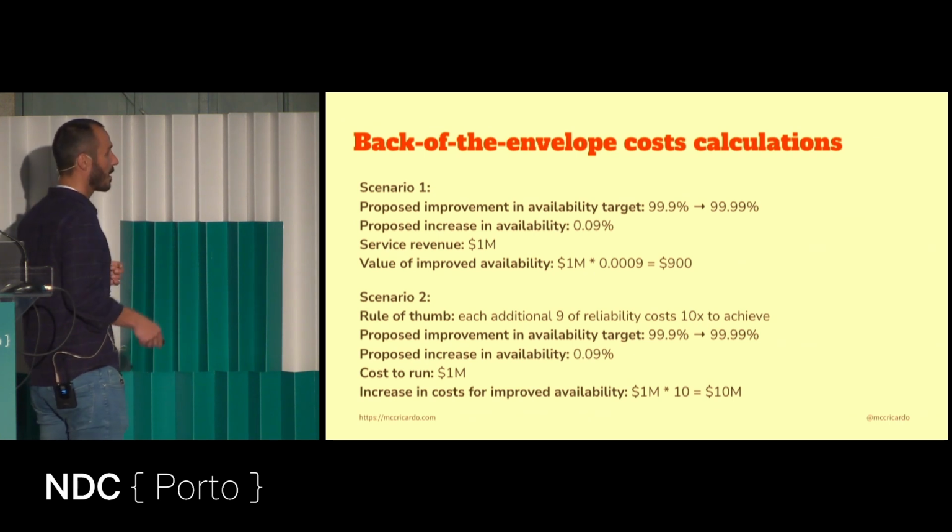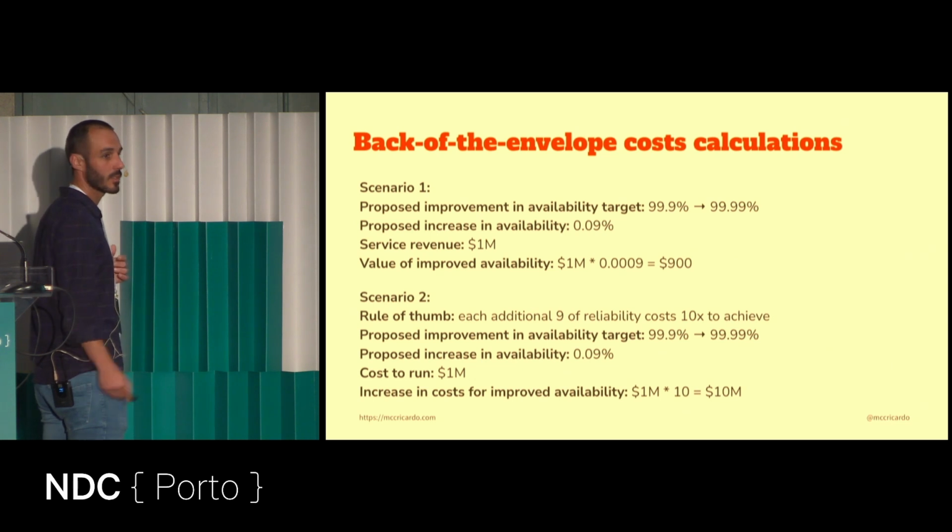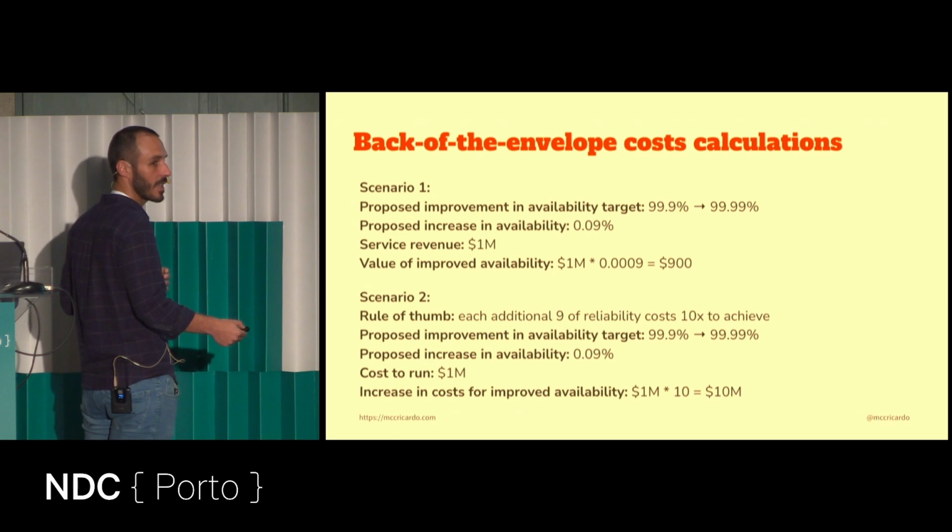So this is the example that I was talking about the 10 times. So if I want to go again from 3 9s to 4 9s, this is the level of reliability. If it costs me 1 million to run, it will cost me 10 million. So to increase 0.09 in terms of reliability, it will cost me 10 million.